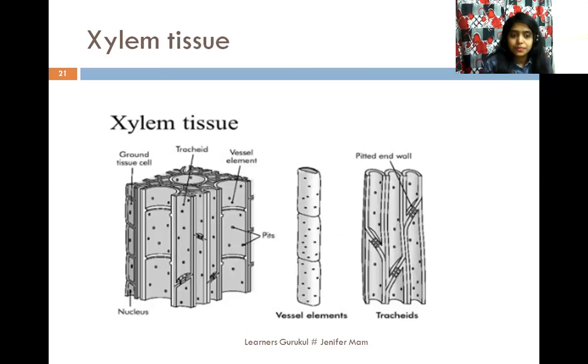Now you can see the vessel elements and tracheids looking like tubes, with pitted walls. You can see the tracheids are present and ground tissues are present. In everything there is a presence of xylem tissue. You can find the presence of pits, and a well-defined nucleus is also present in this tissue.